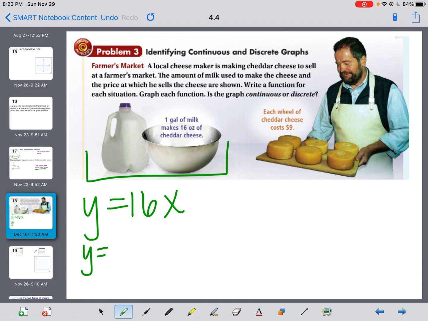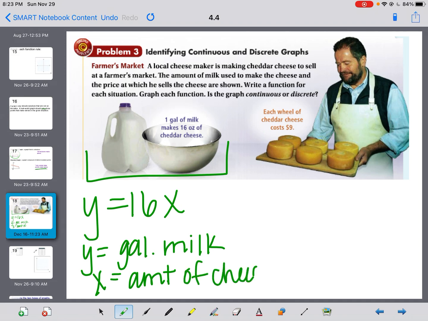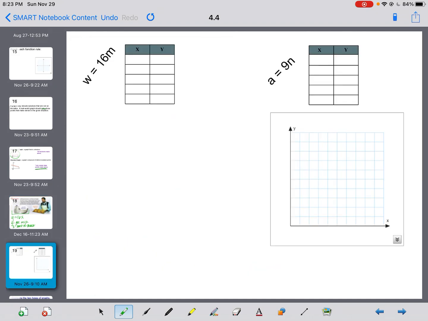In that case, the y is going to be the gallons of milk that I use, and x is going to be the amount of cheese, like the total amount that I want. Okay, let's go graph that one. I'm going to pick some numbers to put in there. Do I need any 0 or negative numbers? I can't have negative amounts of milk. If I have 0, then I have 0 cheese. So I'm going to start with 1. I'm just going to use 1, 2, 3, 4, 5.